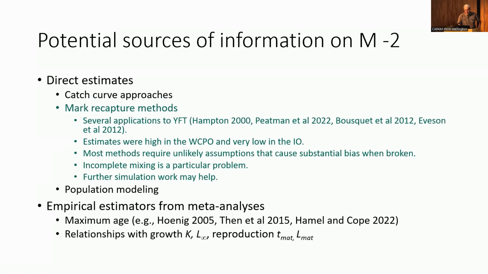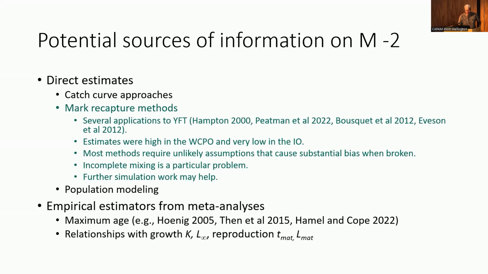There are mark recapture methods. There have been several applications to yellowfin tuna. There was John Hampton's influential paper in 2000. Tom Peatman and others updated that in 2022. There was some work based on the Indian Ocean Tuna Commission's tagging program, Bousquet et al. in 2012 and Eveson et al. in 2012. Now, the estimates from these experiments were quite different in different areas. The estimates were very high in the WCPO and very low in the Indian Ocean, probably reflecting the different nature of the tagging programs.